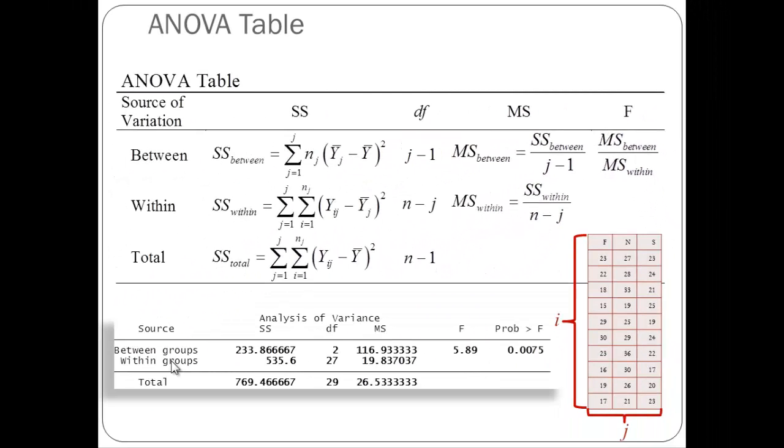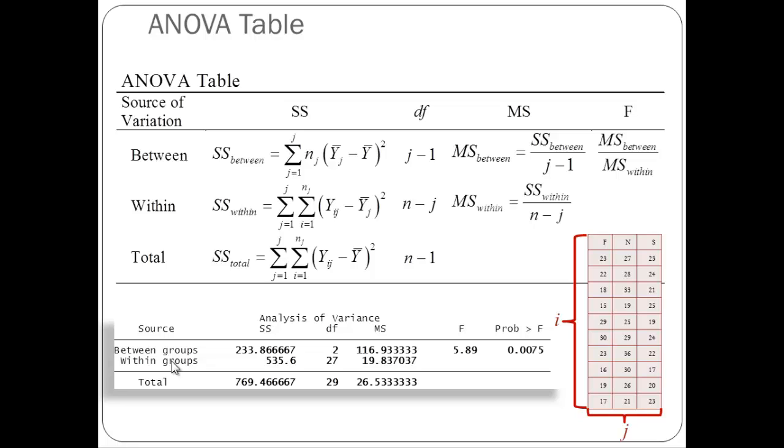We know that the first two columns, the sums of squares column and the degrees of freedom column, are additive. Between plus within equals total. We know that our MS column is equal to each sums of squares divided by their degrees of freedom. And finally, if we take the ratio of those two mean squares, we get our F statistic.